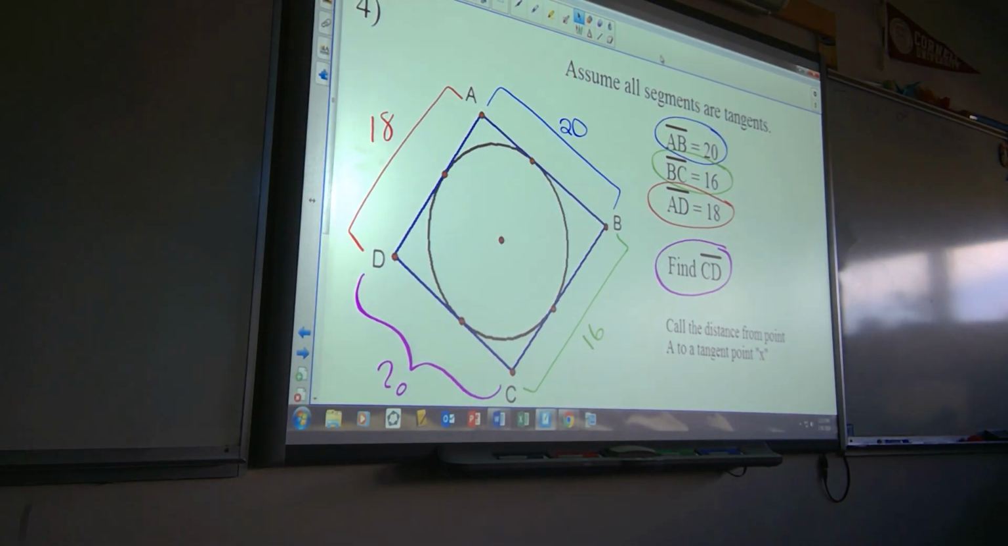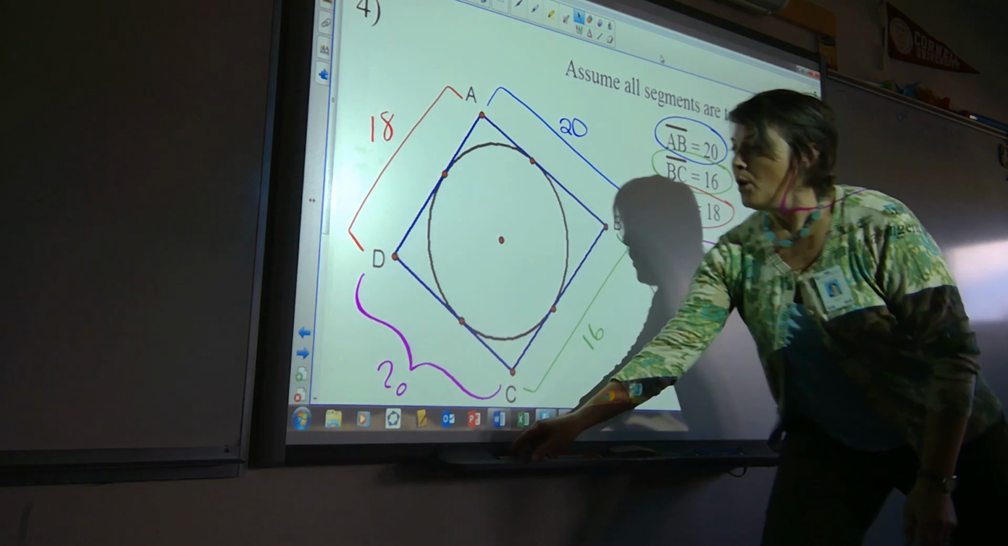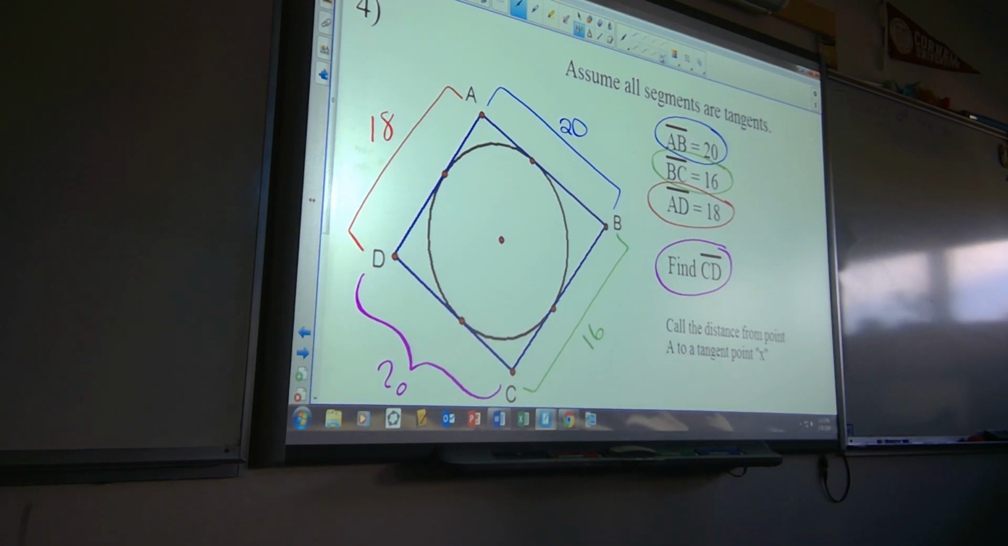So let me show you how you might wish to go about doing this. We essentially need to put a variable into this problem.